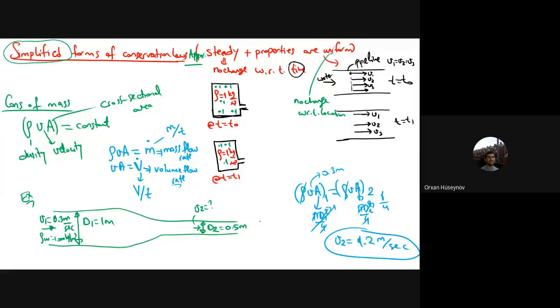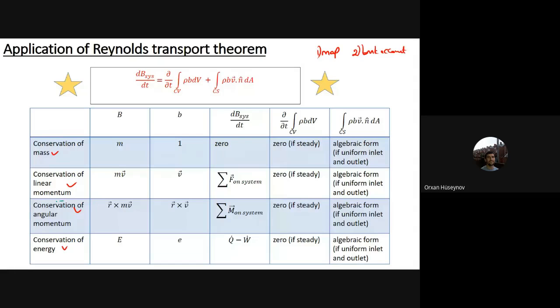Okay, no questions, good. So I'm moving on to conservation of angular momentum. Here is a summary. With conservation of mass, you are dealing with density, velocity, or area. When you have the conservation of linear momentum, you find the force F, and when you have the conservation of angular momentum, you find the moment or torque.